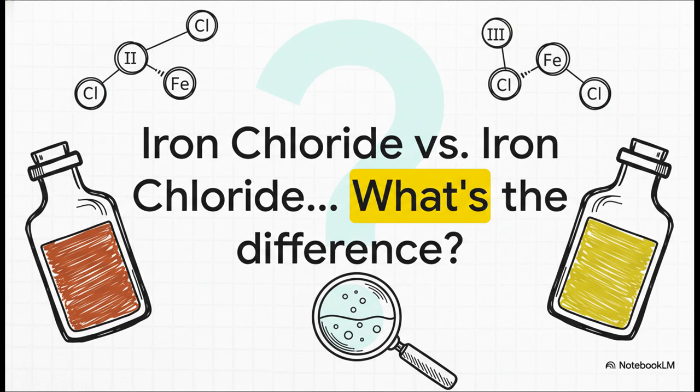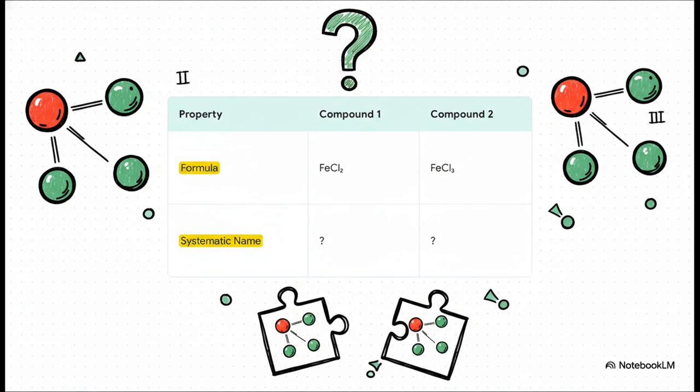This isn't just a fun little puzzle. In chemistry, mixing these up could be a huge mistake. And here's what's really going on inside those two bottles. One is FeCl2, meaning one iron atom for every two chlorine atoms. The other one is FeCl3, that's one iron for every three chlorines. They have different structures, so they've got to have different names. The question is, what are those names?